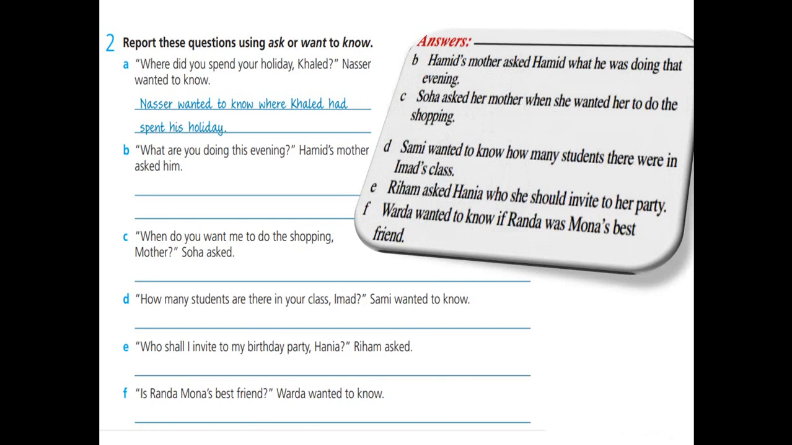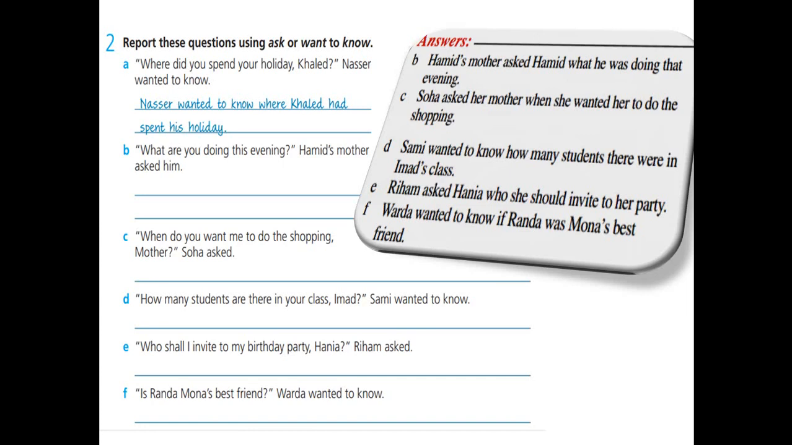Number C. When do you want me to do the shopping, mother? Soha asked. So it becomes Soha asked mother when she wanted her to do the shopping. Number D. How many students are there in your class, Ahmed? Sami wanted to know. So it becomes Sami wanted to know how many students there were in Ahmed's class. Number E. Who shall I invite to my birthday party, Hania? Riham asked. It becomes Riham asked Hania who she should invite to her party.